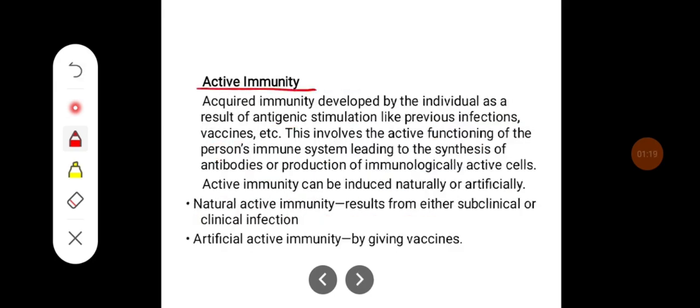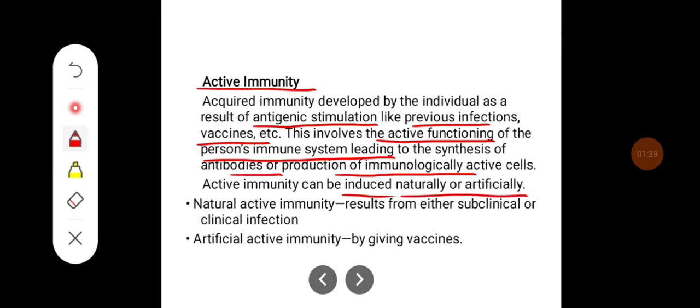Active immunity. Acquired immunity developed by an individual as a result of antigenic stimulation like previous infections, vaccines. This involves active functioning of the person's immune system leading to the synthesis of antibodies or production of immunologically active cells. Active immunity can be induced naturally or artificially. Natural active immunity results from either subclinical or clinical infection, whereas artificial active immunity is by giving vaccines.